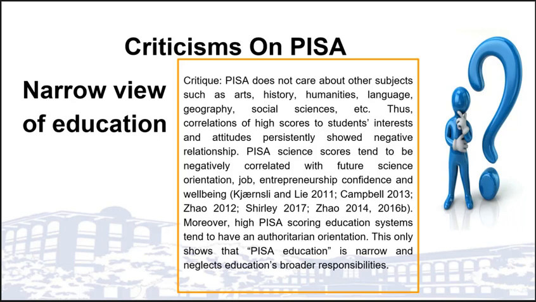As a result, high-scoring countries have students with low science interests and attitudes. PISA science scores tend to be negatively correlated with future science orientation, job, entrepreneurship, confidence, and well-being. Moreover, high PISA scoring education systems tend to have an authoritarian orientation, thus explaining PISA's claim that students from high-scoring countries blame themselves for their failure, while students in low-scoring countries blame their teachers and the school. It is not because of learning responsibility, but because of the freedom to speak.